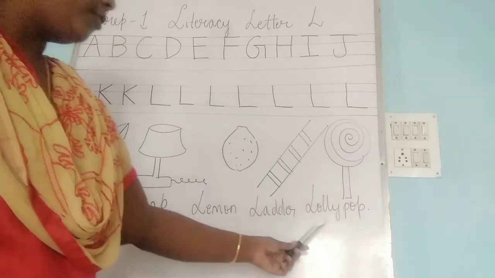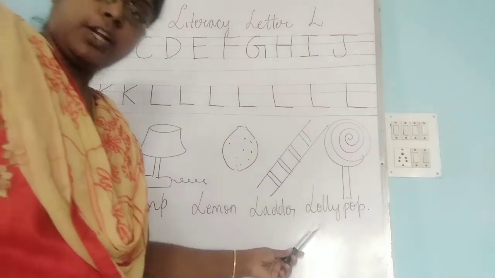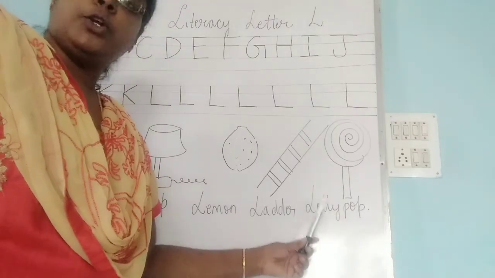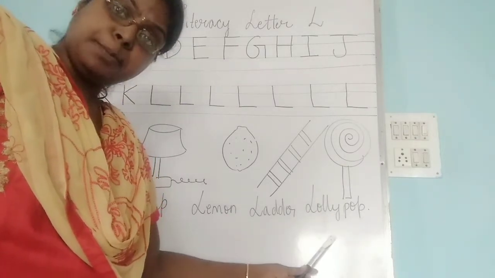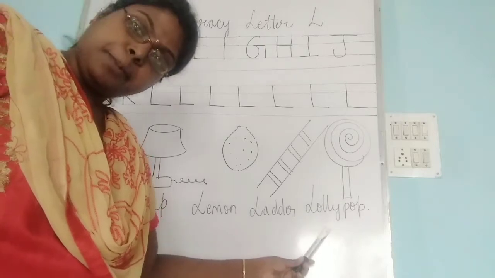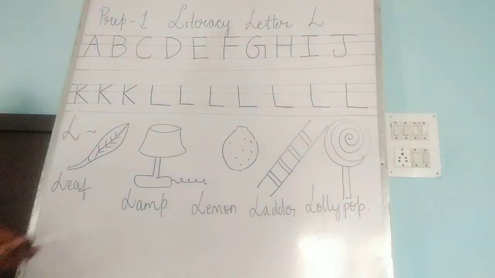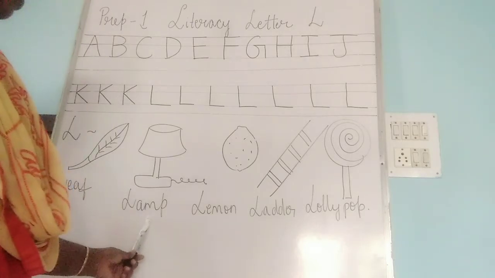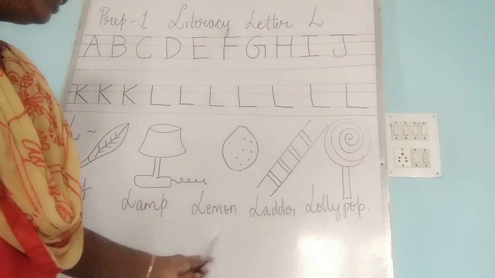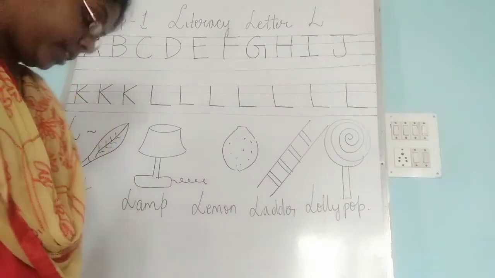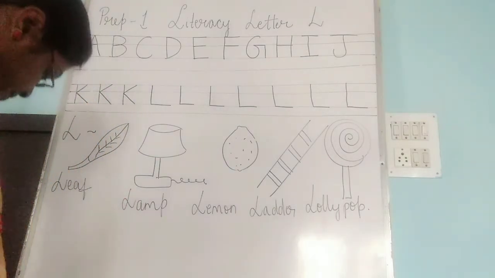L for lollipop. You all like lollipop, right? Yes, all children like lollipop. L for lollipop. Repeat after me, children. Lollipop. Okay. Let us read once again. L for leaf. L for lamp. L for lemon. L for ladder. L for lollipop.